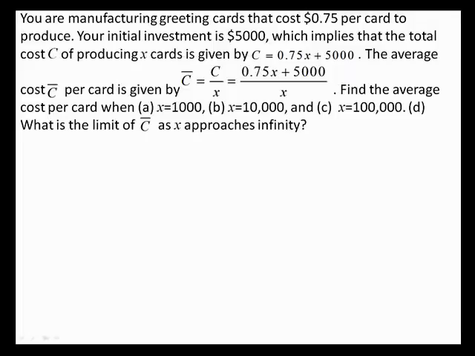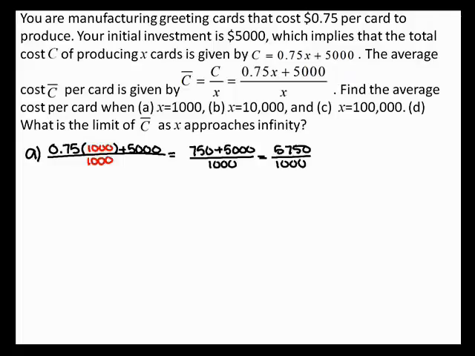Find the average cost per card when A, x equals 1,000, B, x equals 10,000, and C, x equals 100,000. D. What is the limit of C bar as x approaches infinity? Part A. To find the cost per card when x equals 1,000, substitute 1,000 into the C bar equation. Simplify 0.75 times 1,000. Simplify 750 plus 5,000. Simplify 5,750 divided by 1,000. You find that the average cost per card when x equals 1,000 is $5.75.